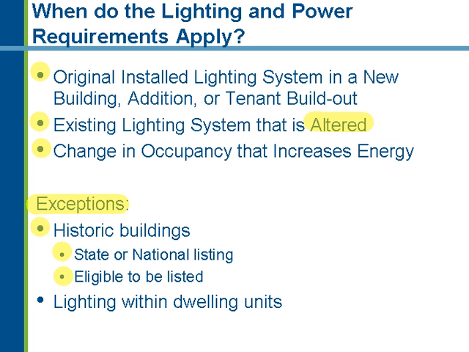exception. The other exception, as mentioned before, is lighting within dwelling units. Of course, that's just the dwelling unit part. Any lighting outside, corridors, lobbies, etc., would still have to comply with code.